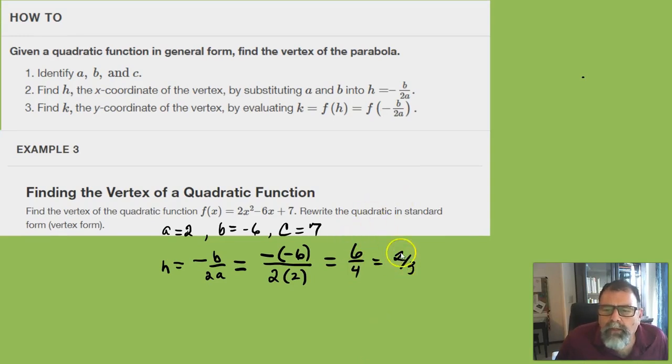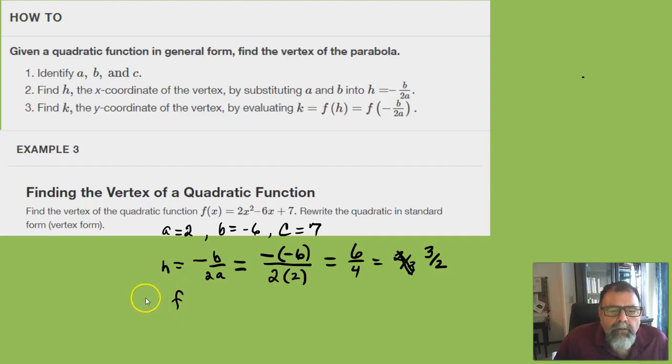Oops, I did that backwards. So I'm dividing both these by 2, so that'd be 3/2. I don't know why I said 2/3. Okay, so now that I got h, then I'm going to plug h into the function f.